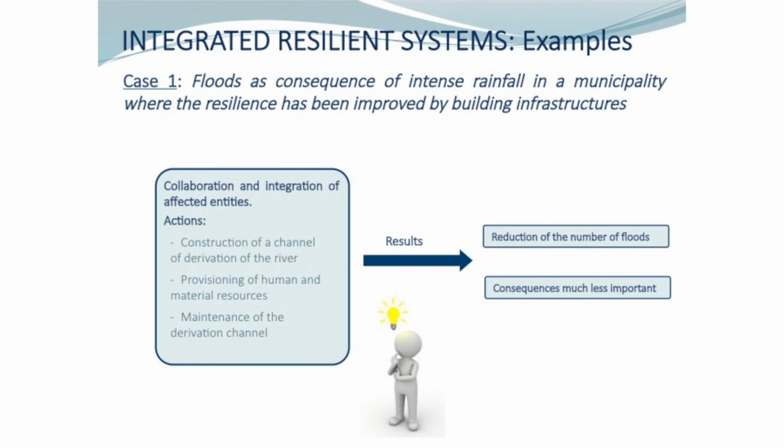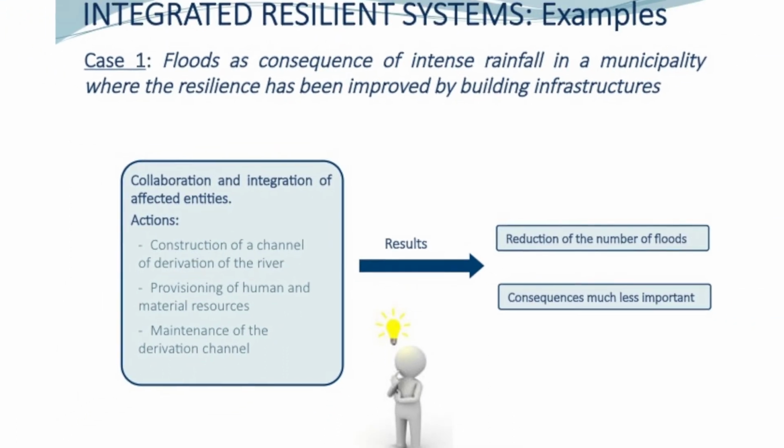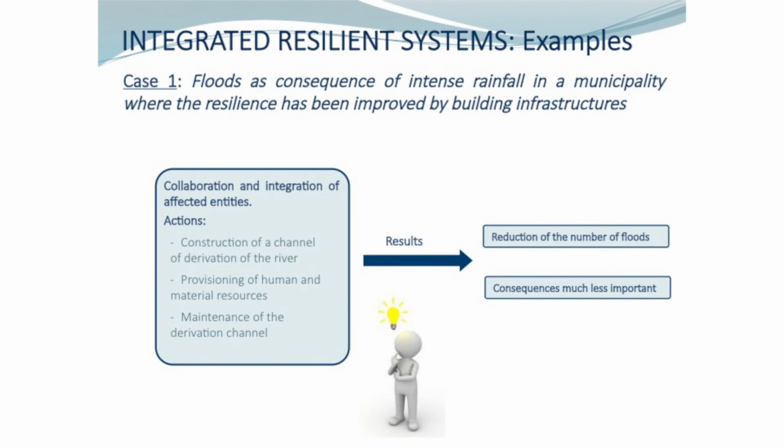In the case study, as consequence of this collaboration and mutual exchange, it was decided to construct a derivative channel for the river flow path that crosses the urban core, to improve the means of municipal civil protection and to establish periodic actions of maintenance of the channel, avoiding obstruction mainly. After this action, the number of floods that took place in this town has been reduced dramatically. The analysis shows the improvement over the original situation before the construction of the channel.